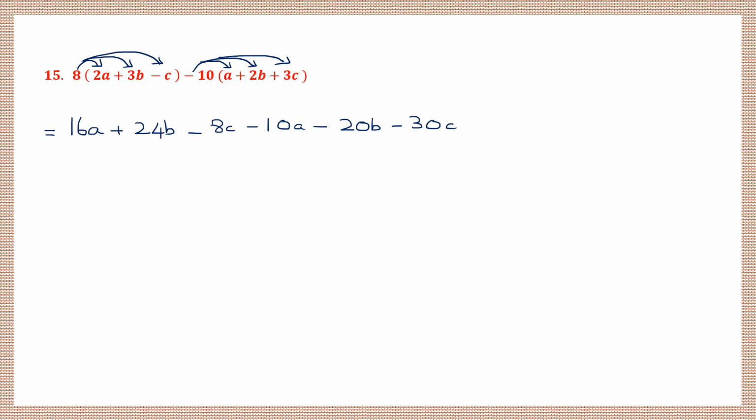Now let's take all the like terms together. 16a minus 10a. So signs are different, so put the sign of the bigger number plus and subtract. 16 minus 10 is 6a. Now let's take the b terms. 24b minus 20b. Signs are different. Put the sign of the bigger number and subtract. 24 minus 20 is 4, 4b. Now the c terms, minus 8c minus 30c. Signs are the same. Put the same sign and add. 30 plus 8 is 38. So we have our final answer here. 6a plus 4b minus 38c.